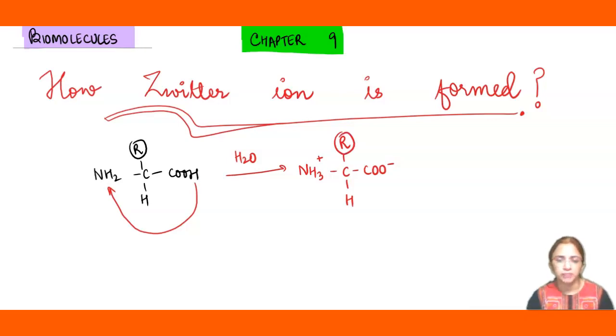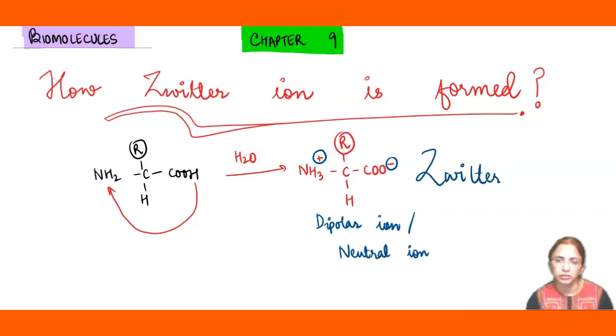So this is a dipolar ion. Why am I saying dipolar ion? Because if you see, this structure which is written on the screen has two charges, positive and negative. So this can also be known as a neutral ion, because positive is in equal amount to the negative. Now this is known as Zwitter ion. So this Zwitter ion is a dipolar ion. It is also known as the neutral ion. When amino acids are in the aqueous medium, then positive and negative charges both are seen.